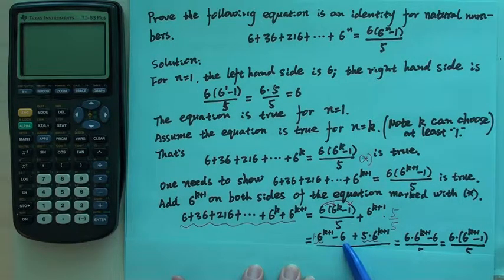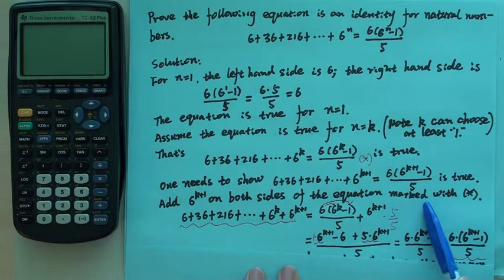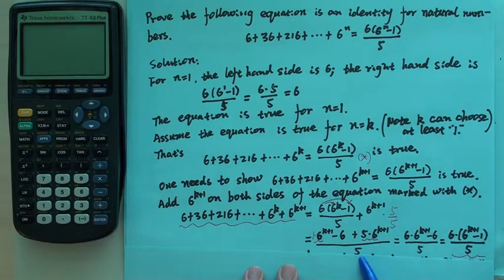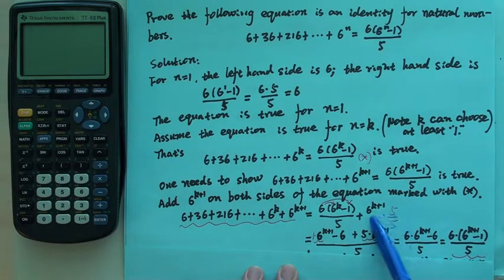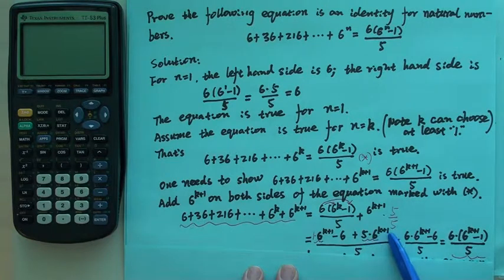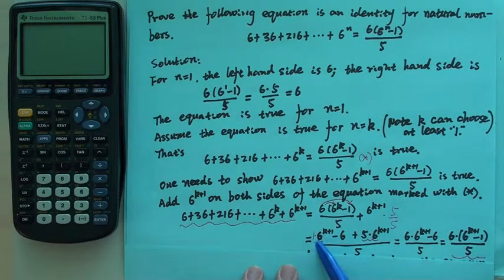Now the denominators 5 and 5 are the same, so you keep 5. And then 5 times 6 to the k plus 1, you write in this way. Here is 5 times 6 to the k plus 1. Here is 1 times 6 to the k plus 1, because you know 6 to the k plus 1 is 1 times 6 to the k plus 1. Now you may add this 5 with 1, so you get 6. 5 plus 1 is 6. So those two terms can be combined like 6 times 6 to the k plus 1. Minus 6, you keep it.